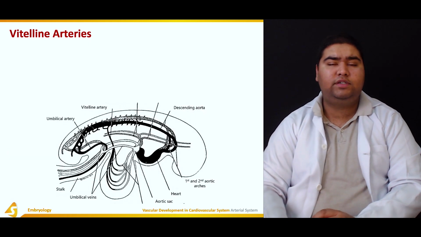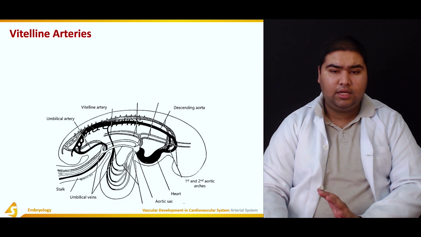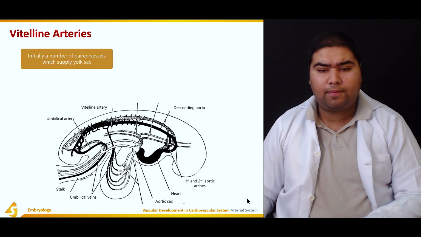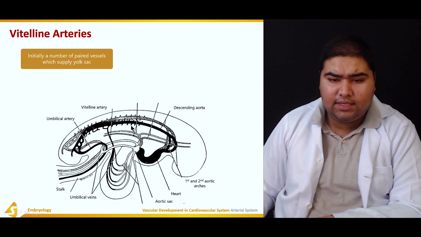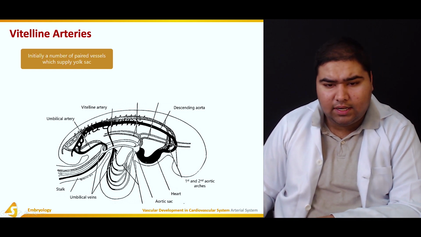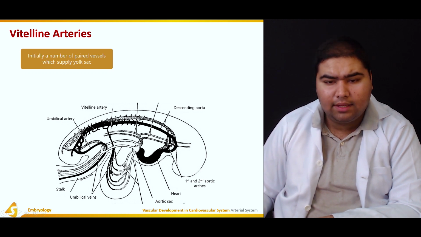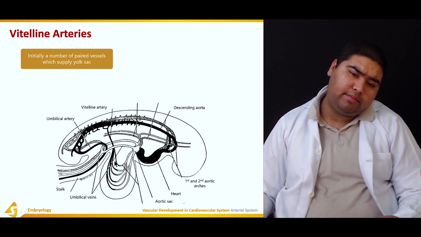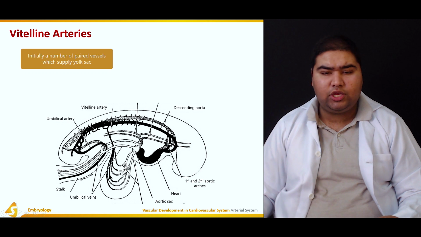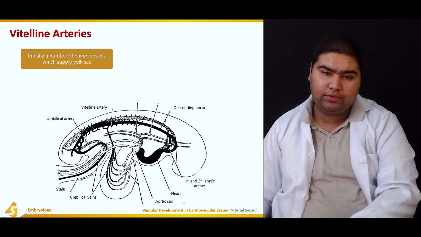So, first of all, the vitelline arteries. Before getting into the detail, these are the vitelline arteries. These paired arteries here in black are the vitelline arteries. Initially there are a number of paired arteries, and they are supplying the yolk sac.